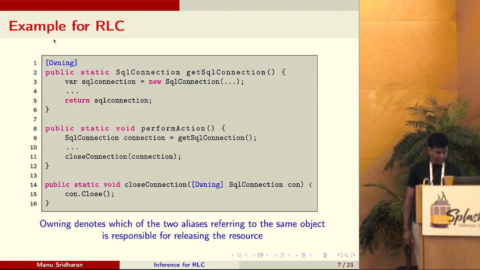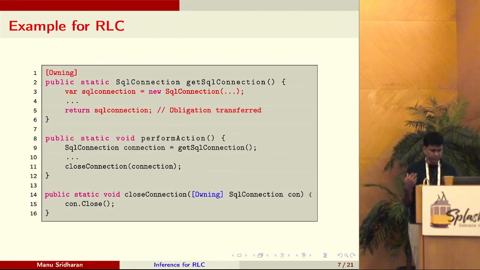So here, and this is using a C# syntax for annotations with the square brackets, the owning on the declaration of getSQL connection says that whoever calls this getSQL connection method is responsible for closing the returned resource. And down here in close connection, the annotation says, if you pass me a connection, this method will take responsibility for closing it. Okay? So those are the annotations.